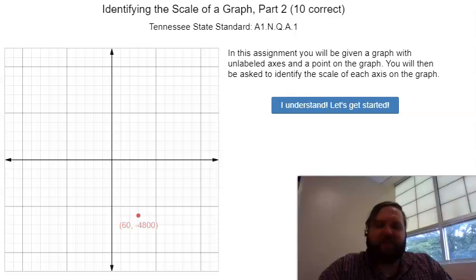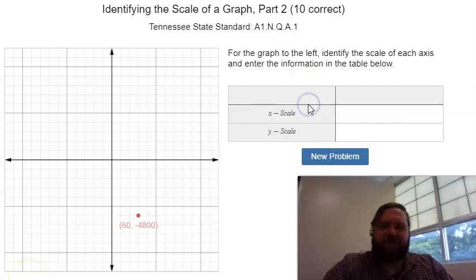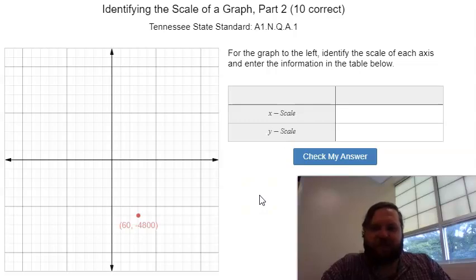be given a graph with unlabeled axes and a point on the graph. You will then be asked to identify the scale of each axis. So let's go ahead and take a look at what this will be like. And what you're presented with is pretty simple. For the graph to the left, identify the scale of each axis and enter the information in the table below.